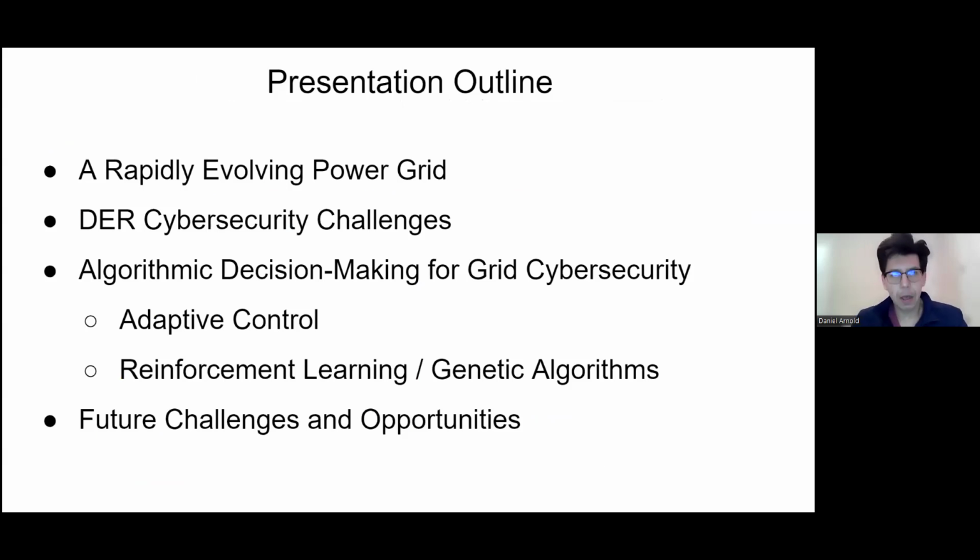So the talk today, I'm going to get into a little bit of the background about how the grid is rapidly changing. It sounds like for half of you, this will be very, very familiar. Maybe the other half, there could be some new things in here. And then I'm going to get in specifically to the challenges associated with what I'll call DER, and I'll define what that is in a minute. And then I'll provide two examples of the work that we've done where we've used tools from decision-making theory, adaptive control, and reinforcement learning for operational cybersecurity of power systems.